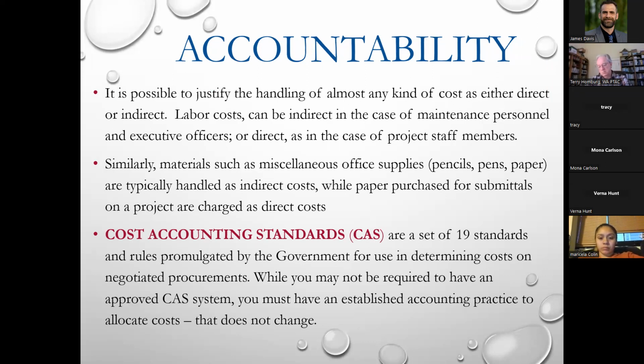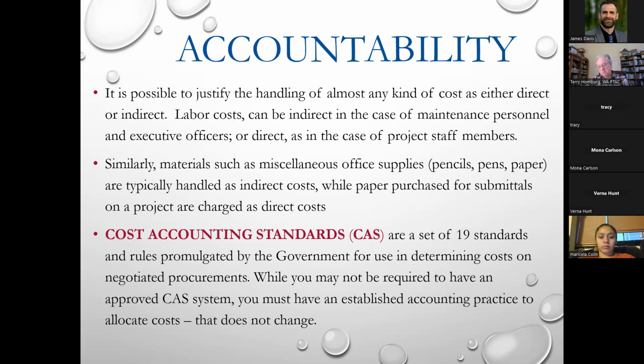Therefore, they cannot write off computer paper as an overhead cost. So if they never charge that paper to you as a direct cost, they can charge it as an indirect cost or an overhead cost. And that's how everything has to be attributed.